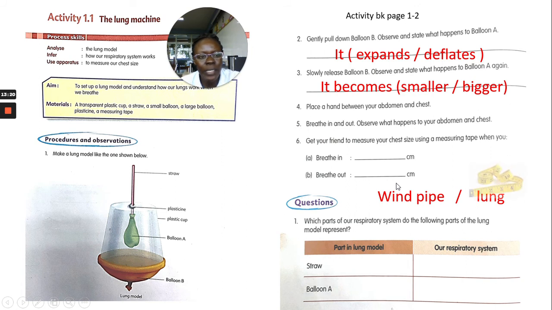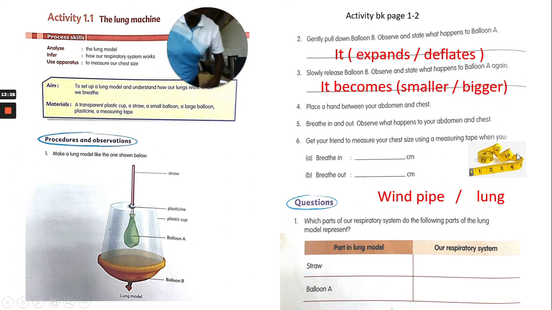So what I need you to do, I need you to have a tape measure or a measuring tape, and I need you to try this at home. So you tie it here, the tape measure, okay, and you breathe in. When you breathe in, you write how many centimeters on the tape measure. Then when you breathe out also, you write. So when you breathe in here, you will write how many centimeters. When you breathe out also, you will write the centimeters.